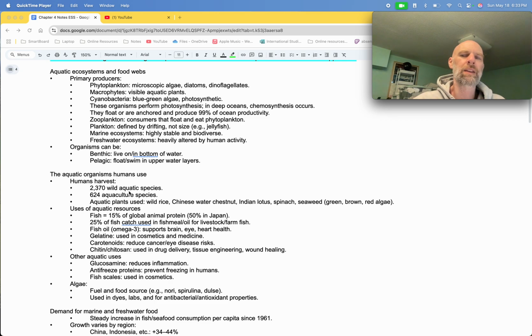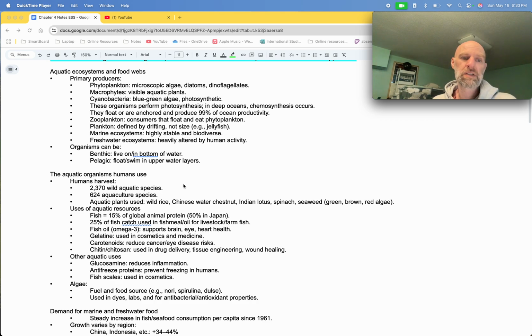Humans harvest 2,370 wild aquatic species, meaning we eat them or we use them. There are 624 aquaculture species. That means growing them, kind of like a fish farm. Aquatic plants used: wild rice, Chinese water chestnut, Indian lotus, spinach, seaweed, green, brown, and red algae.